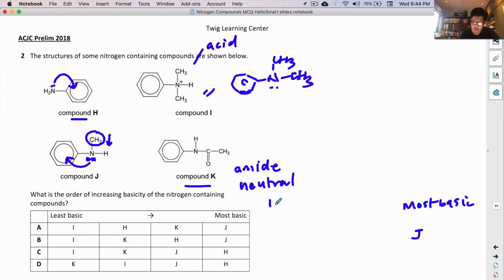And the one least basic must be the one that's acidic, which is I. After that, K is neutral. Then the next one is H and then J, because J is still more basic than H, because of the electron donating alkyl group. So the answer must be B.